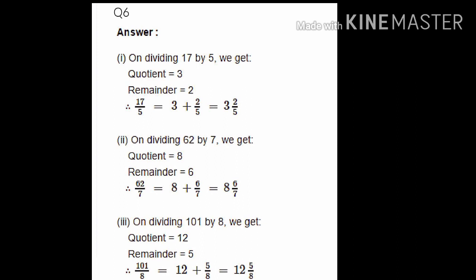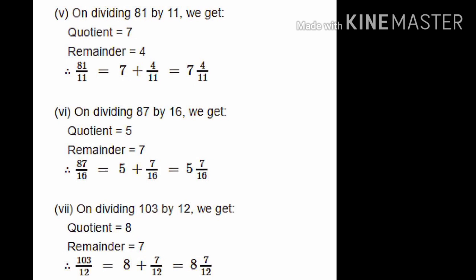Then 101 by 8. We are dividing 101 by 8. The quotient is 12 and the remainder is 5. So the answer will be 12 5 by 8. Next is 81 by 11. On dividing, the quotient is 7 and the remainder is 4. So the answer will be 7 4 by 11. 87 by 16, the quotient will be 5 and the remainder will be 7. So our answer will be 5 7 by 16. Then 103 by 12. The quotient is 8, the remainder is 7. So the answer will be 8 7 by 12. So do the rest in this question, okay?